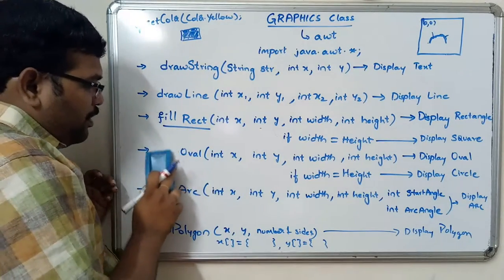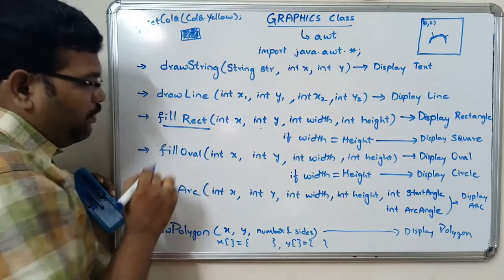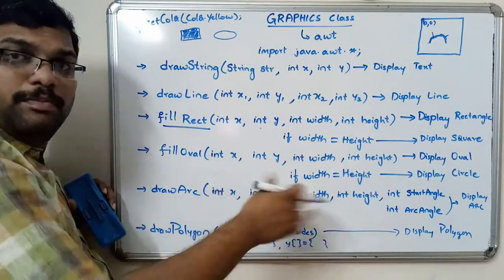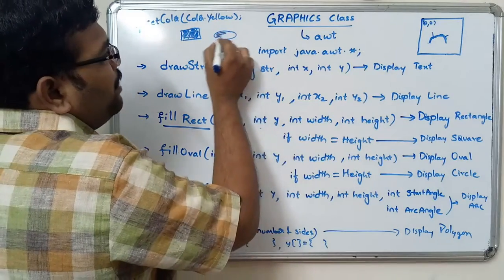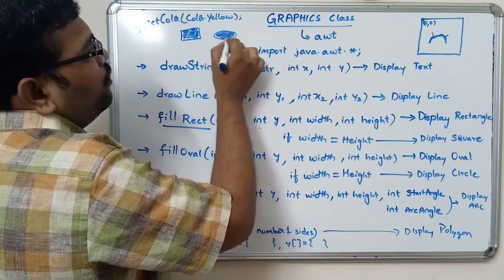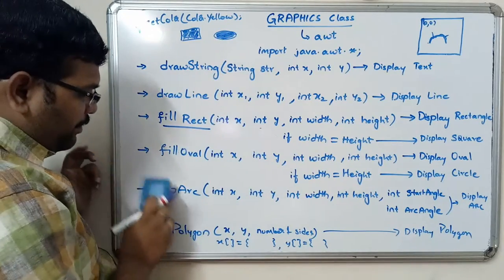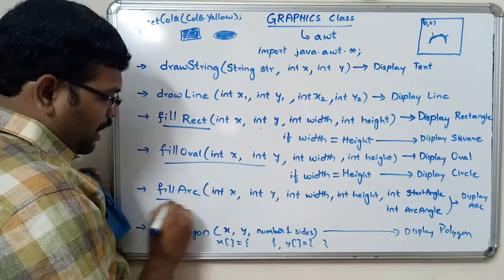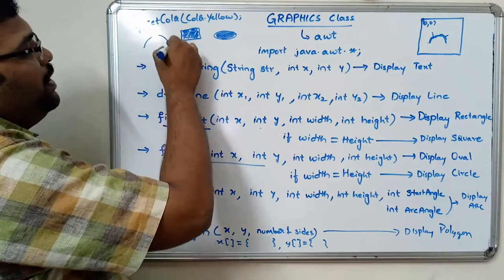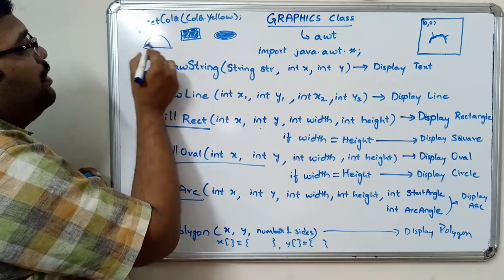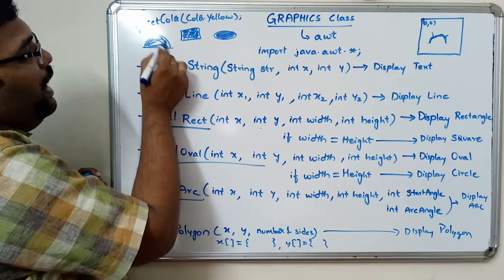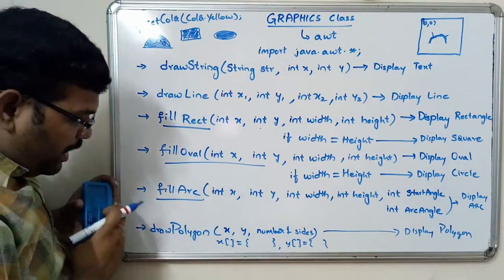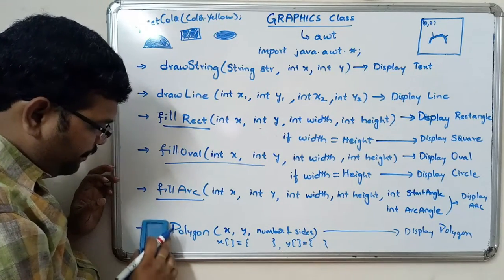Similarly, fill oval. The oval will be created with the given parameters, and the parameters will not be changed. This will be filled with yellow. Similarly, fill arc. An arc will be displayed here, and this will be filled with yellow. Whatever color we are giving, that color will be displayed. And similarly, polygon also.